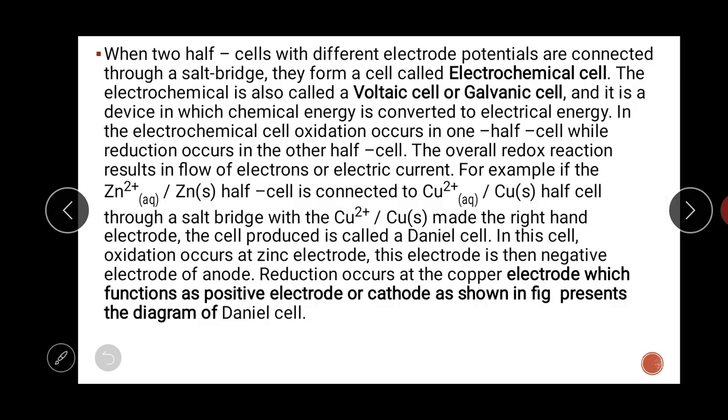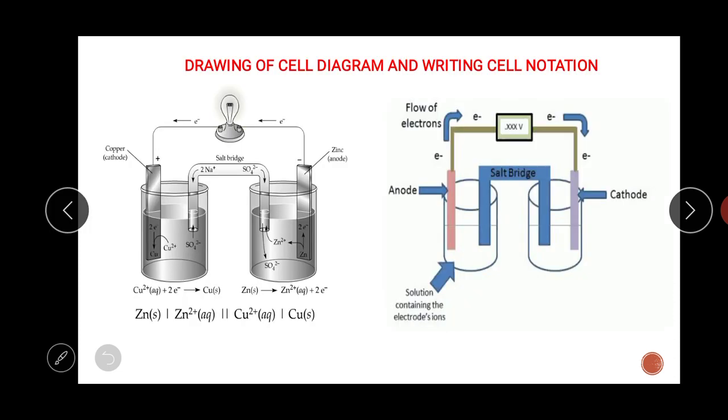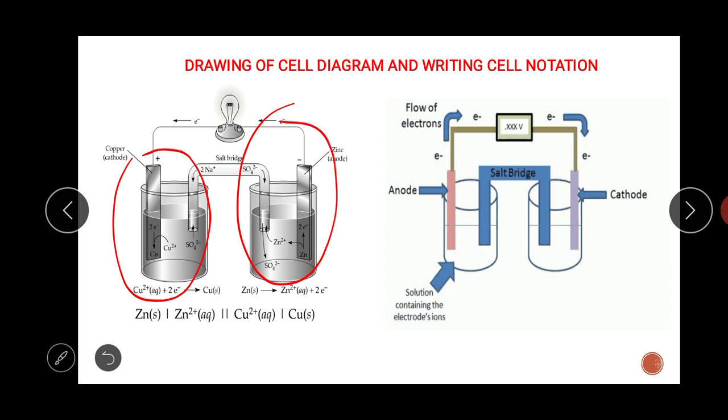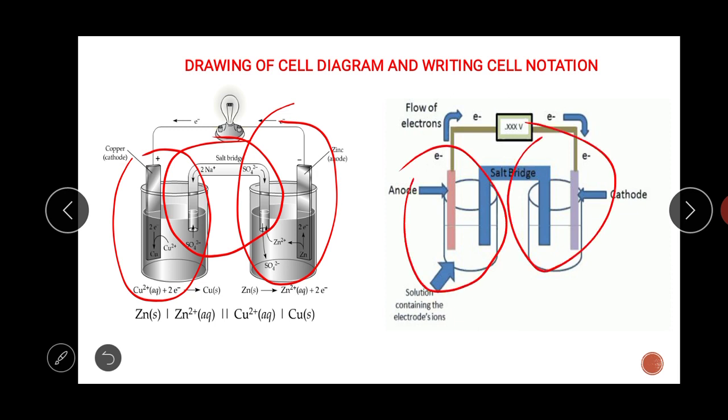I will be referring to this diagram. When two half cells with different electrode potentials are connected through a salt bridge, they form a cell called an electrochemical cell. That is what we have here. This is a half cell. This is another half cell. They are being connected with a salt bridge. What we have is the electrochemical cell.